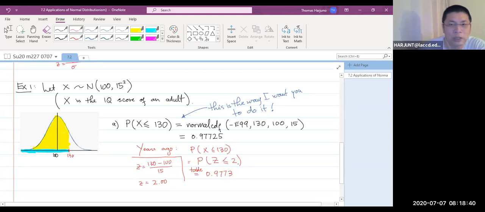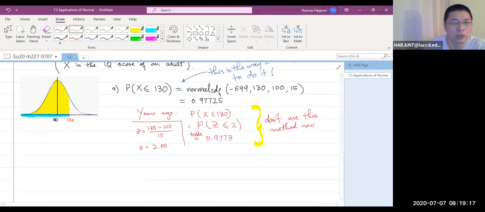Okay, but don't do this now. Don't use this method now. We have a calculator, which is faster and more accurate. But the rest is basically the same as what we learned yesterday.